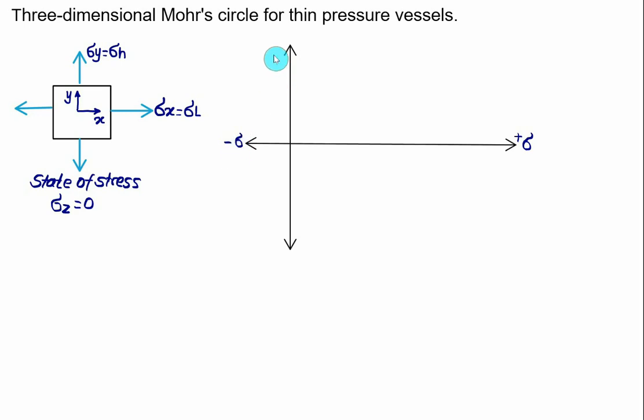The y-axis represents here the shear stress, that is equal to tau. The positive vertical axis represents the shear stress which has a clockwise rotation, and the negative vertical axis represents here the shear stress in an anti-clockwise rotation.